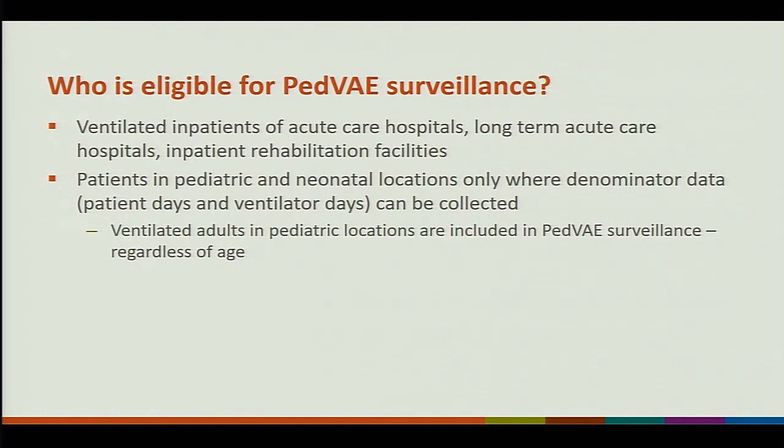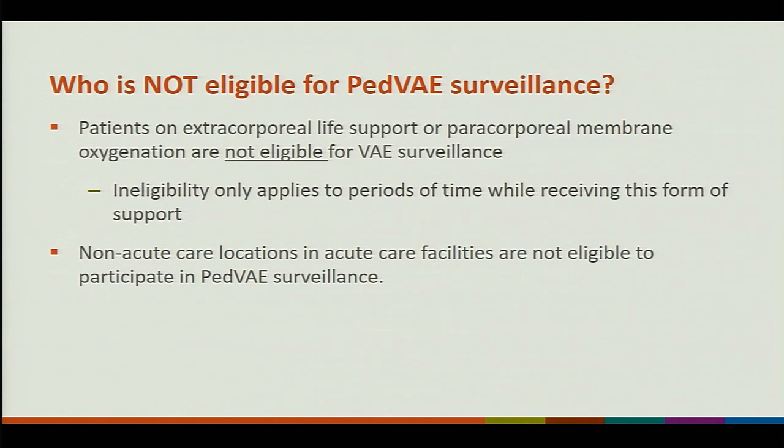Ventilated adults who may be housed in a pediatric location would also be included in pediatric VAE surveillance. You wouldn't just do VAE surveillance in an adult in a pediatric location. So that's similar to VAE. If we have a child in an adult location, you still include them in the VAE surveillance.